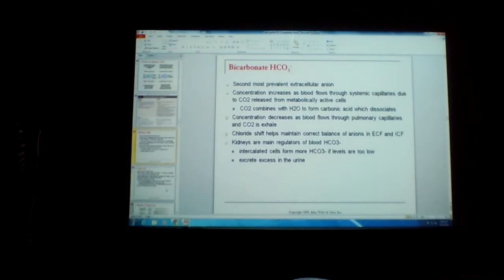Next is bicarbonate. We're going to talk about this when we talk about acid-base balance, which is our next topic in a few minutes. This is very important, but I just want to finish up with the rest of the electrolytes.